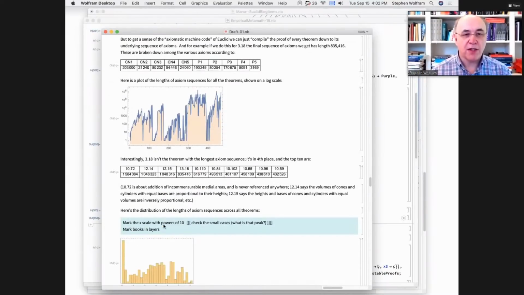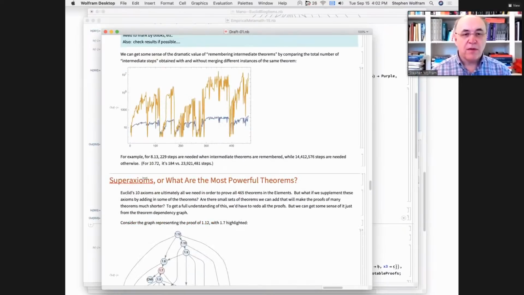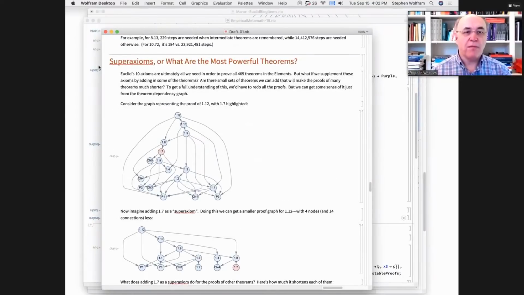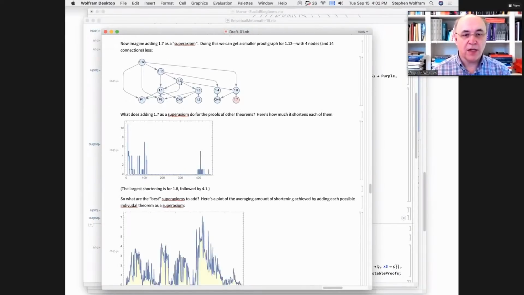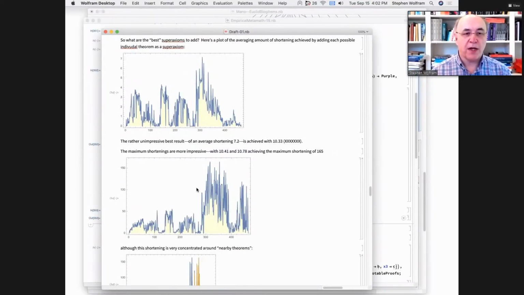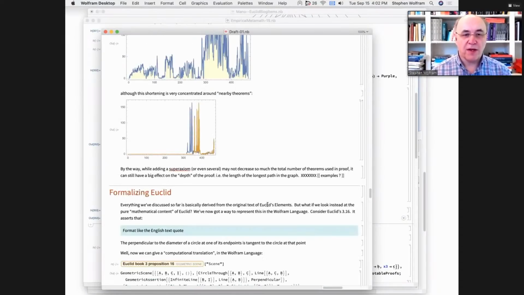Actually, I should add to this table the case of how long these are if you do include lemmas, just to see what the compression is. And then this is about what super theorems you can add. In other words, what the most useful additional theorem to add to reduce the lengths of proofs is. In the Euclid case it's not super impressive, but you can shorten proofs by a certain amount, by 165 steps.